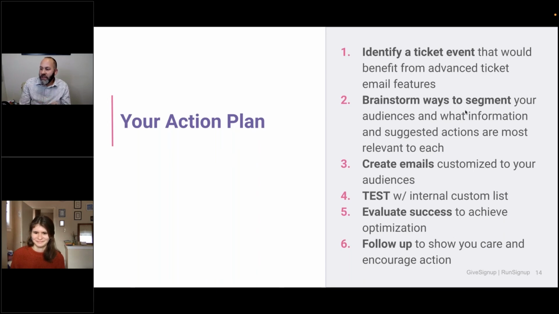And then making sure that you evaluate success to achieve optimization. So these are not necessarily set it and forget it, to get it sent out and schedule it, right? But make sure you go back and look at those. And we're going to cover that in the next webinar about the reporting and how they did, so that you can continue to improve your performance for email. And then another great way is to follow up to folks, showing that you care and encourage additional action.